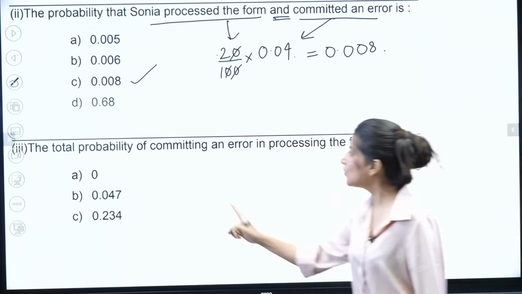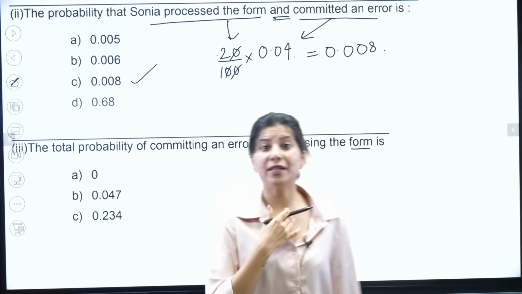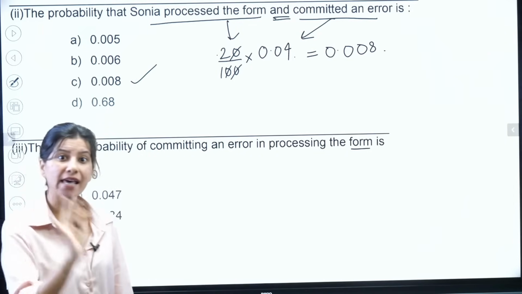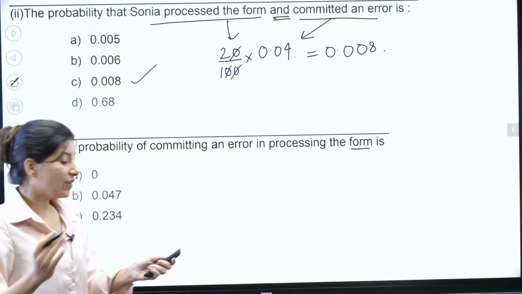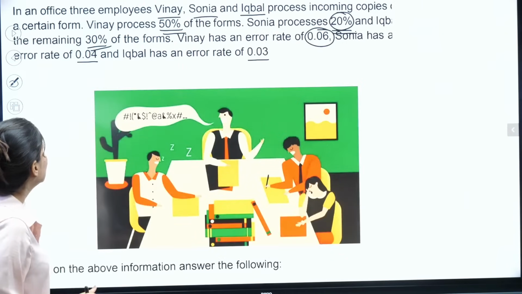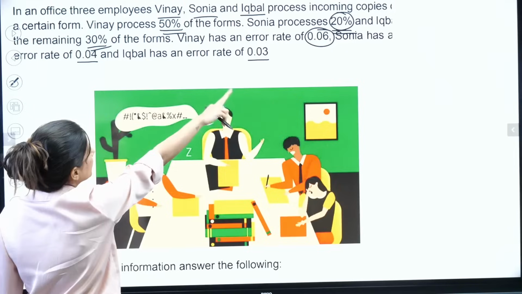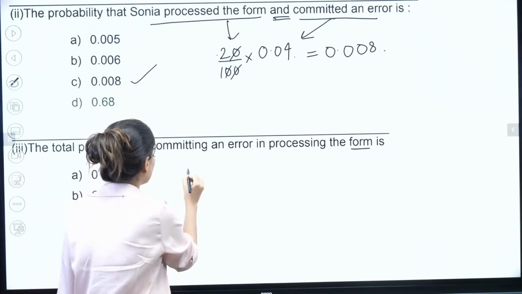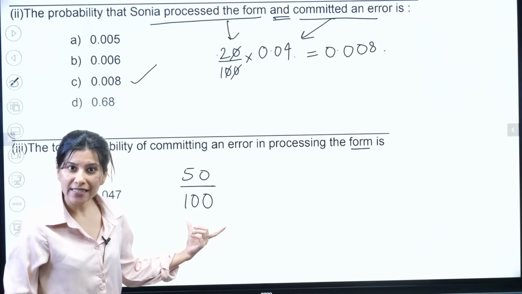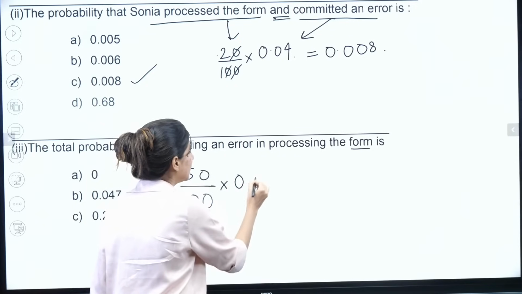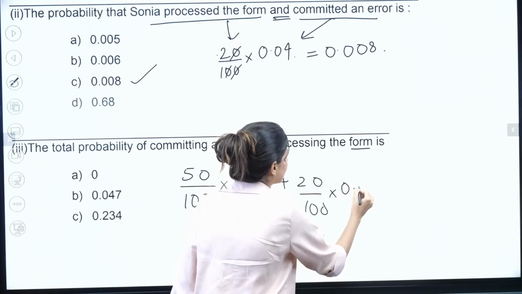Easy. The total probability of committing an error in processing the form. Total probability. That means what they want is that an error should be committed, whether it is done by Iqbal or Sonia or Vinay doesn't matter. So we have to add all the probabilities. So yes, 50 multiply 0.6. First of all, let us assume that Vinay has processed the form and has committed the mistake, plus Sonia has done that, multiply, it has committed the error.